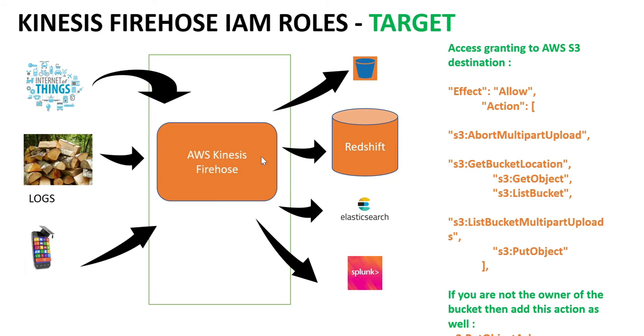See, from year to year, if the data is very huge, you can do a multi-part upload. So you will provide this access: get bucket location, get object list bucket. This is standard, and put object. But what if this bucket, you are not the owner, someone else is, it is a cross account. In that case, you will have to use put object ACL. This also you have to put here, because you have to give the other owner full access to the objects that you are writing there.